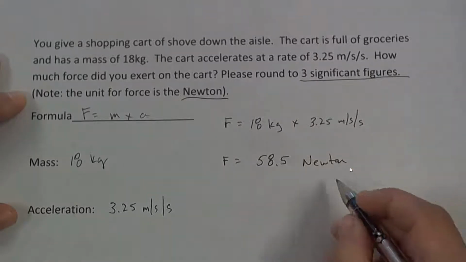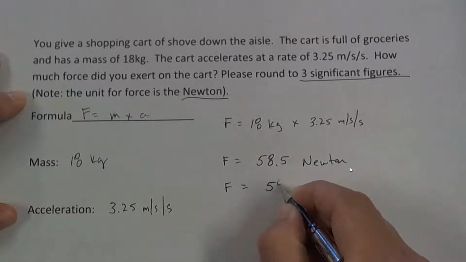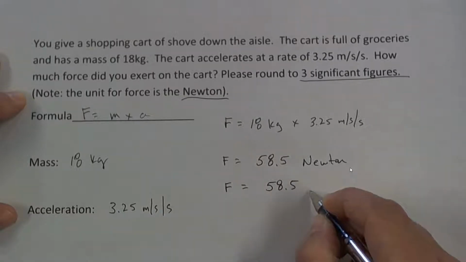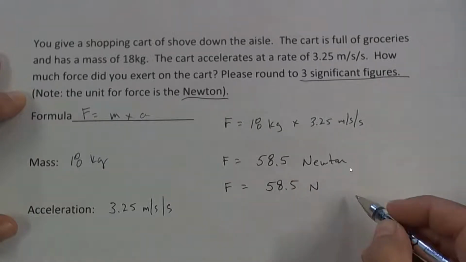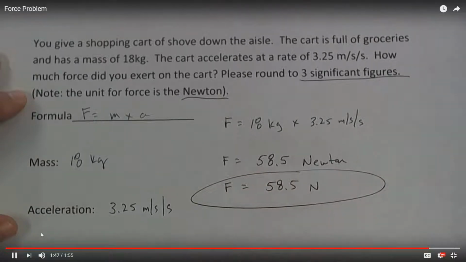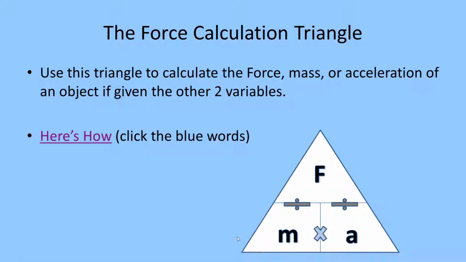Now, we don't always have to completely write out the word Newton. If we want to, we could say that force equals 58.5 capital N. That capital N stands for Newton. So there you go. The force exerted on the shopping cart would then be 58.5 newtons of force. Okay, and so that's how you calculate the force if we are given the mass and the acceleration.